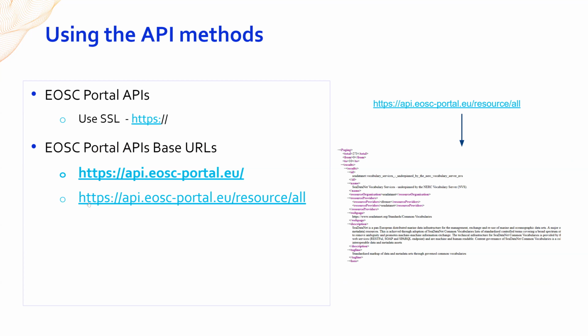So, the API methods. First of all, we use SSL. You have to use HTTPS in front of the URLs, not HTTP. The public API base URL is api.eosportal.eu, and then you add the method you are trying to call. For example, API/resource/all returns all the resources of the catalog. This example is a bit old. It says, I don't know if you can see this number, 273. Right now we have close to 1,000, so it may take a bit to load.